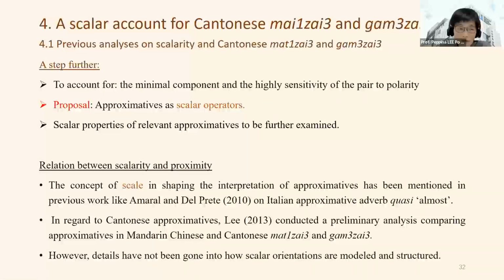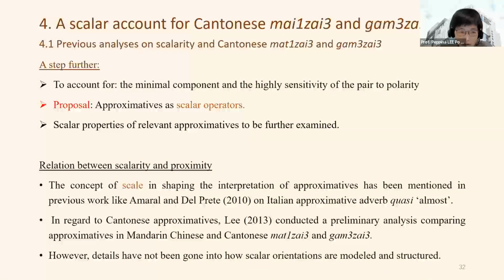In order to account for these two, our proposal is they are scalar operators, or scalar adverbs. Before we really prove that they are scalar adverbs, showing you how the two function as scalar adverbs, there are two types of relationship which we need to confirm first.